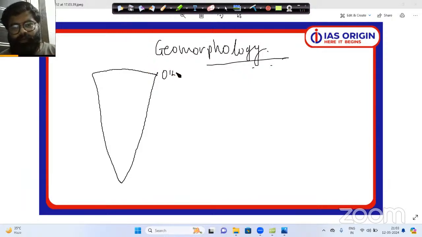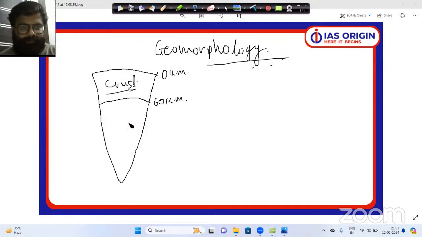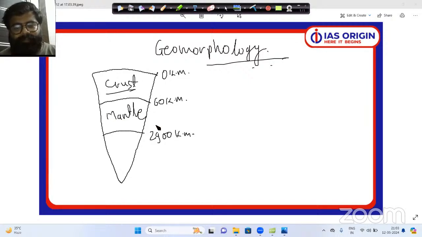But if you go 60 kilometer deep down the earth, this 0 to 60 kilometer is known as crust. And after that, if you go 2900 kilometer deep, this is known as what? Mantle. And then from 2900 kilometer to 6370 kilometer, this particular depth is known as core.